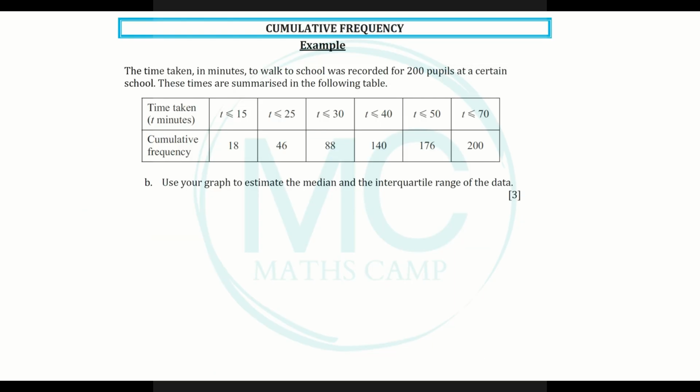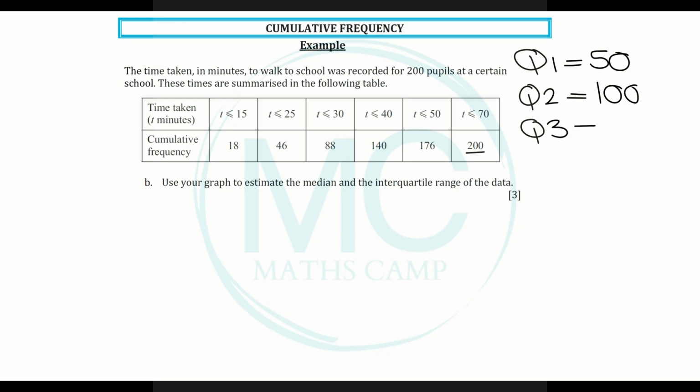Use your graph to estimate the median and the interquartile range of the data. We know that the cumulative frequency is 200. Divide 200 by 4 and I get 50. This means that Q1 is when the cumulative frequency is 50. Q2 must be when it's at 100. And Q3 must be when it is equal to 150.